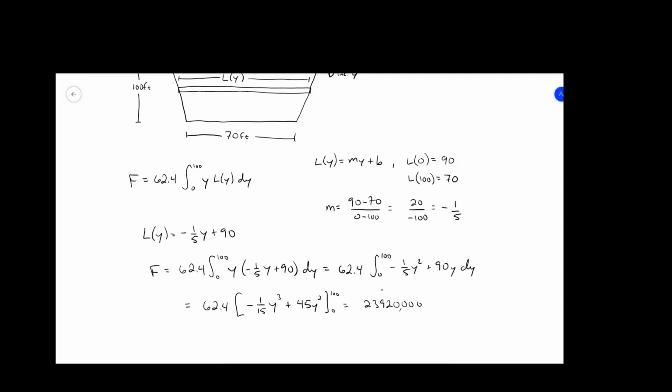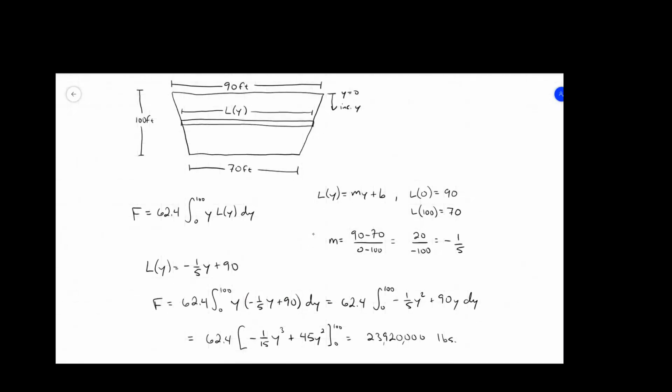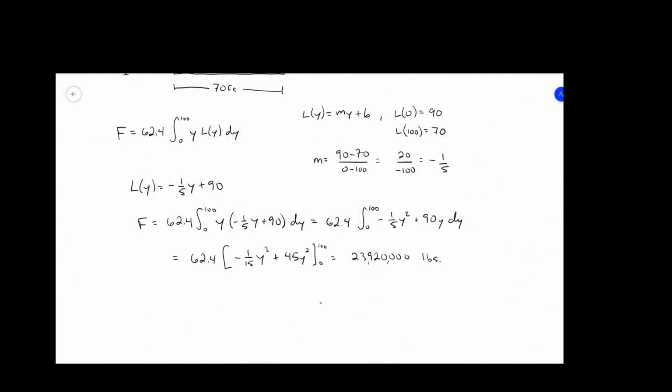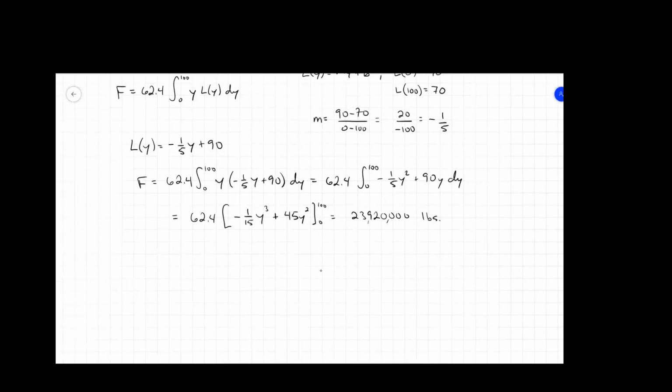So what is that? That's 23 million, right? A lot. 23 million pounds of force. Okay, so everybody, again, that is a lot, right? Almost 24 million pounds for a 100-foot dam that's got this shape. Definitely a lot. So here's a sort of conceptual question for us.